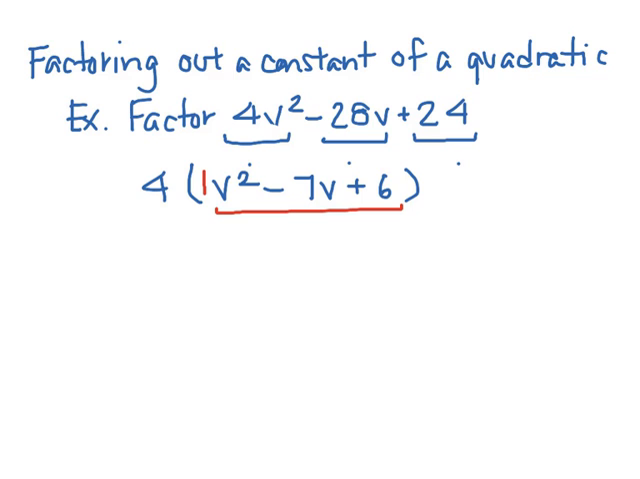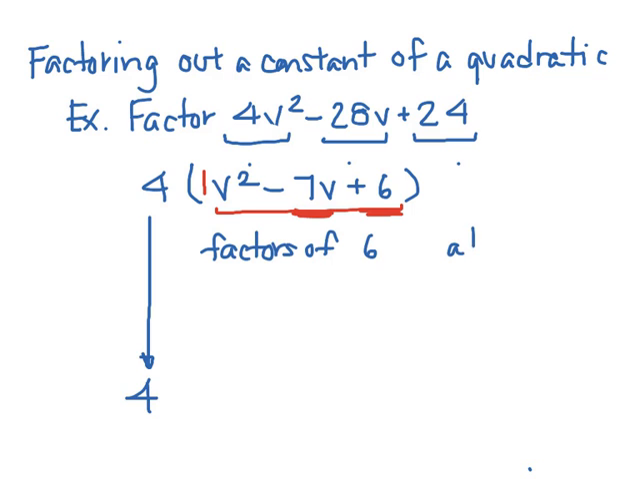So in this case, we're going to remind ourselves that this 4 has to stay at the end when we're done factoring. So here we're going to look for factors of 6 that add up to -7, right? And we know we can use the double bubble method because the leading coefficient is 1.